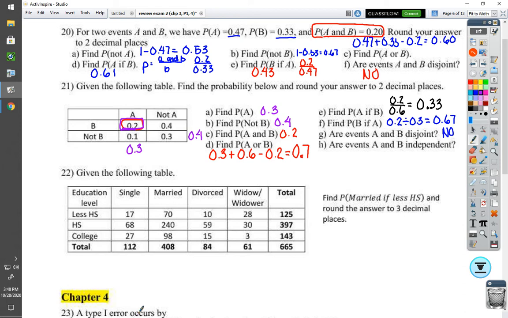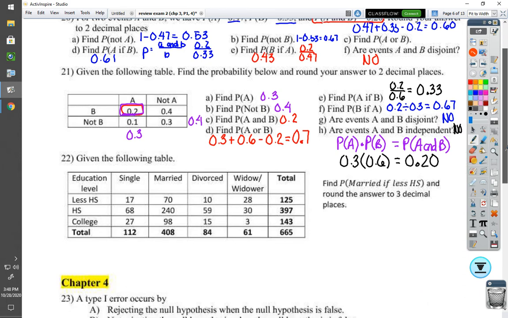Are events A and B independent? Well, the first thing I do is I take the probability of A and multiply it times the probability of B, and then I look to see if that equals the probability of A and B. That's how I always test. The probability of A is 0.3 times the probability of B, which is 0.6. And I look at the probability of A and B, and it's 0.2. When you multiply 0.3 times 0.6, you do not get 0.2, so therefore the answer is no. If they equaled the same number, then it would be yes.